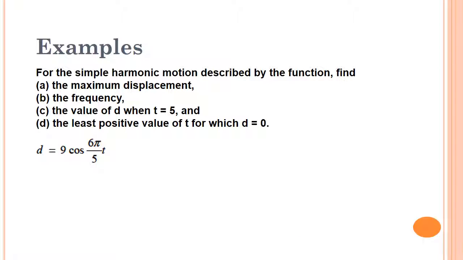For the simple harmonic motion described by the function, find the maximum displacement, that's what's the farthest it goes from rest, the frequency, the value of d when t equals 5, and the least possible value of t for which d equals 0. Pause the recording, give this a try, and resume to check your answer.